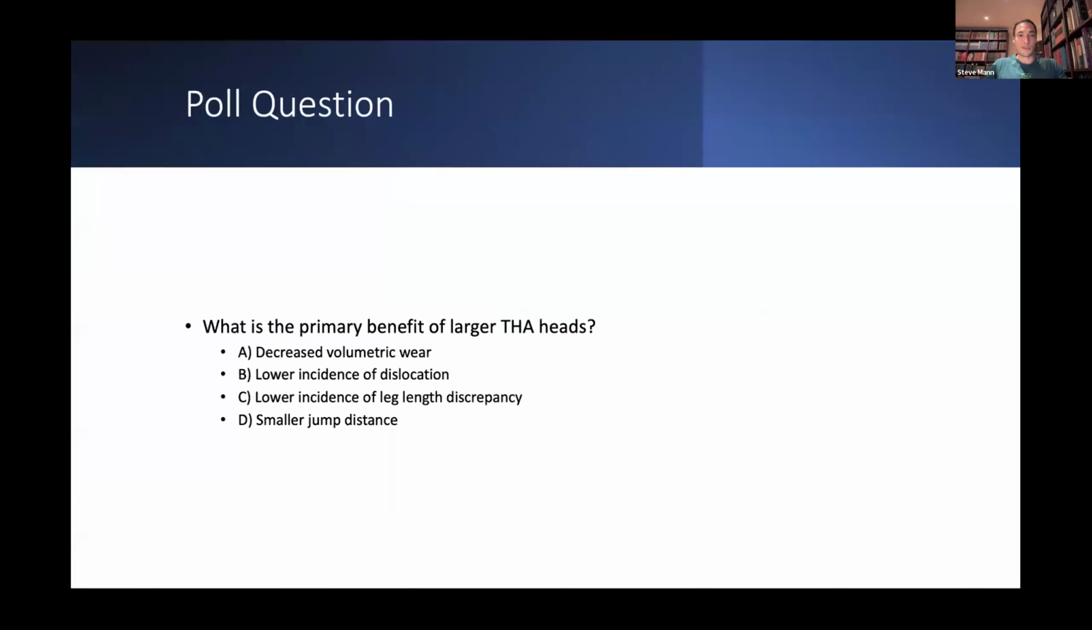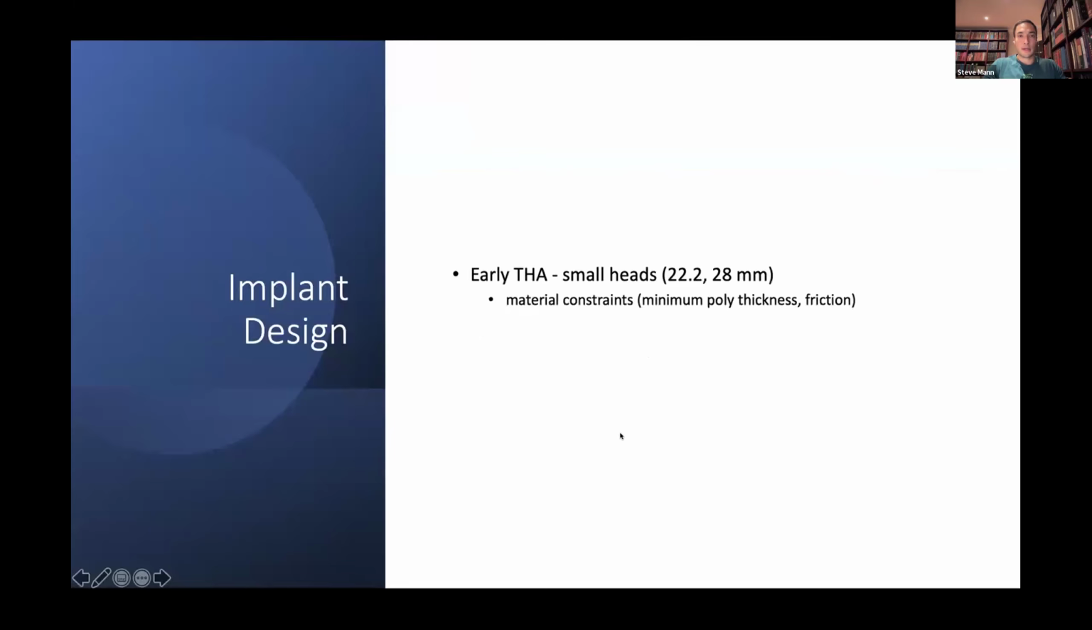So the question is, what is the primary benefit of those larger heads? So again, here's a poll. So feel free to vote. Why are bigger heads beneficial in total hips? There we go. Lower incidence of dislocation. Excellent. Everybody is on it here.